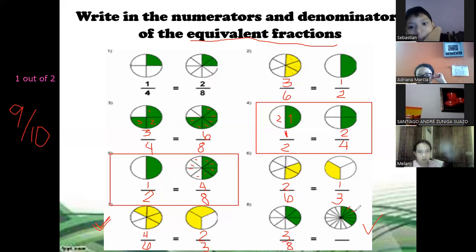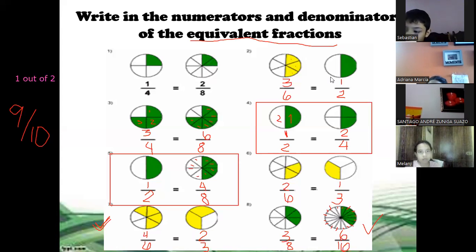1, 2, 3, 4, 5, 6. 7, 8, 9, 10, 11, 12, 13, 14, 15, 16. 16. Okay, there you have it.